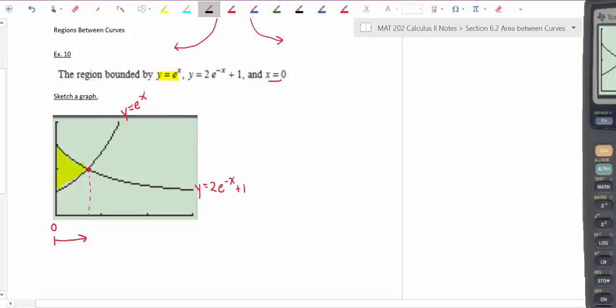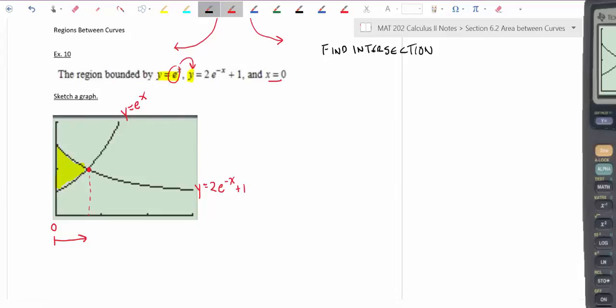So the first thing we got to do on this that's fairly challenging actually is find the intersection point. So let's focus on that before we even get into setting up the integral and doing the calculus. So we're just going to set these things equal to each other. Here, this is y, e to the x is going to plug in there. So we're going to solve the equation e to the x is equal to 2e to the negative x plus 1. Okay?